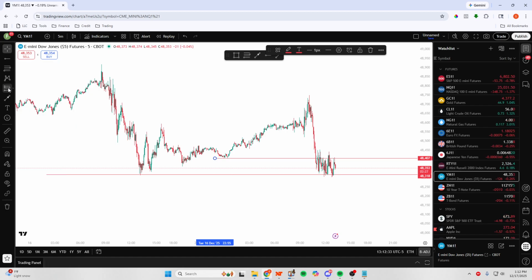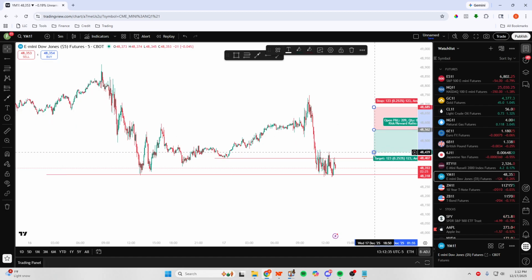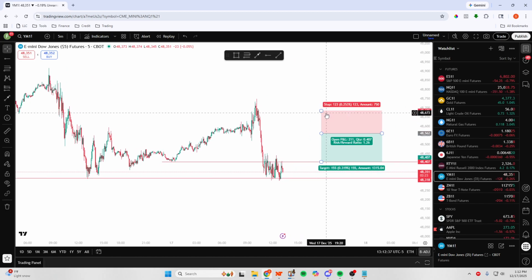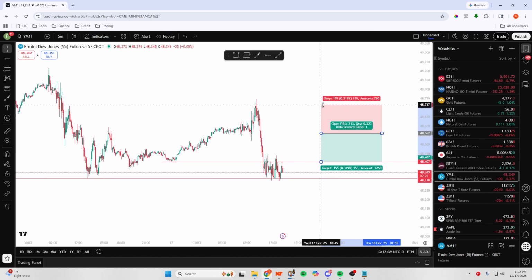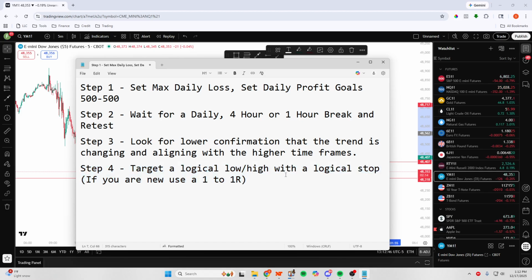Then of course you would have your short here, targeting this low here. Your stop's going to be a little bit incorrect here. I mean, it's still more than fine, but that would be your 1-to-1R here. Target a logical low or high with a logical stop. And then step 5 is position size for profit target to hit your daily profit goal.